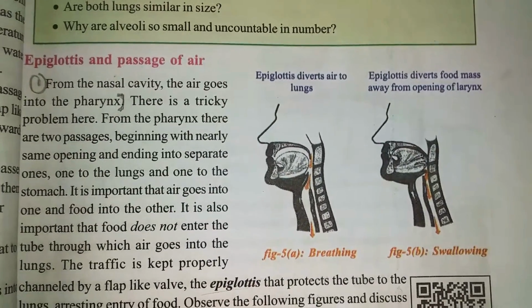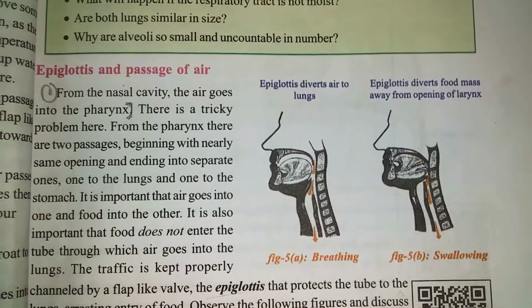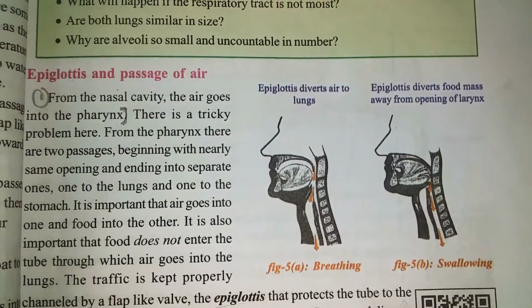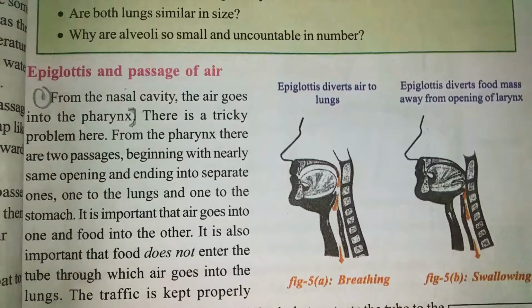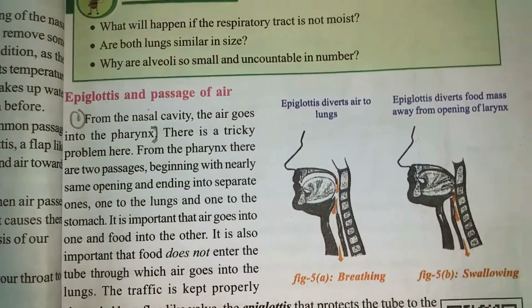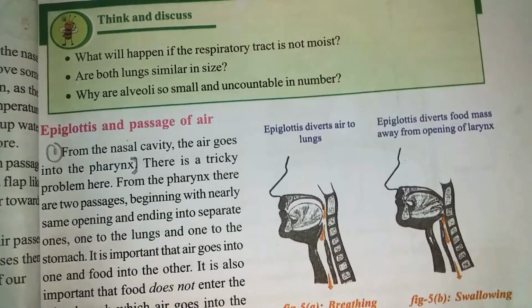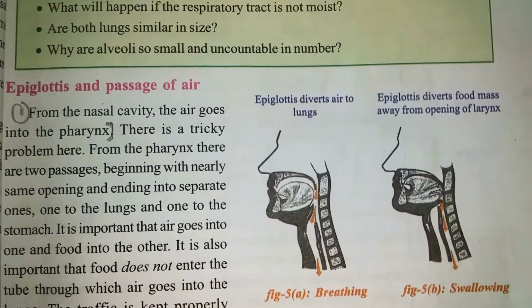Today we will discuss respiration and the system that produces food. This is the most important topic for humans and other animals. We will discuss the passage of the air.